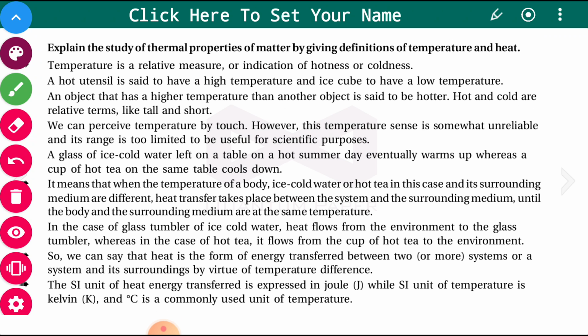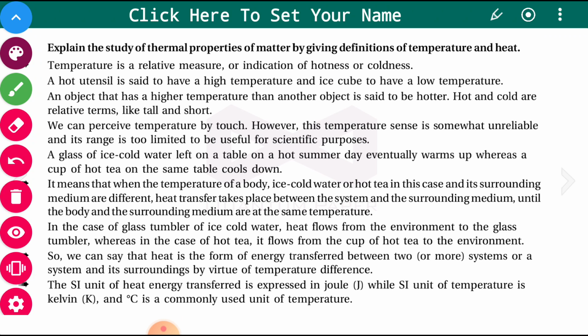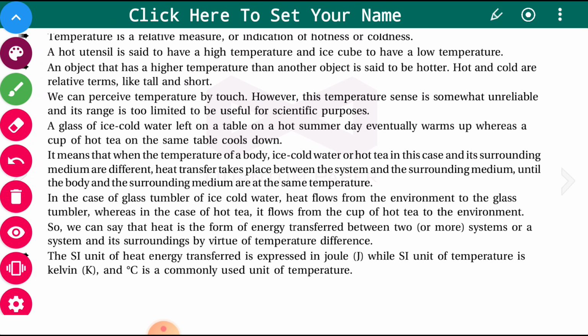Now what is temperature? It is a relative measure, or we can say a relative indication, of hotness or coldness of the body. A hot utensil is said to have higher temperature and an ice cube to have lower temperature. This is our common observation. An object that has higher temperature than another object is said to be hotter. Hot and cold are relative terms like tall and short.